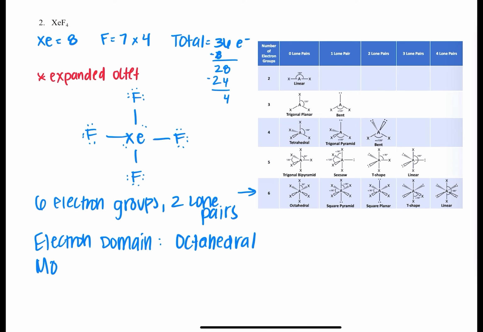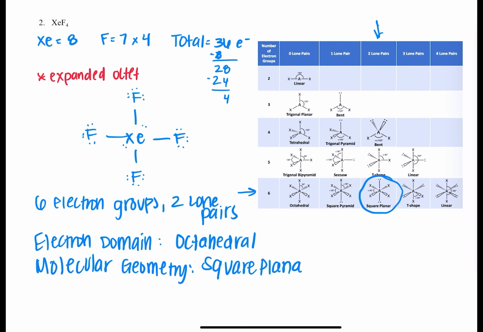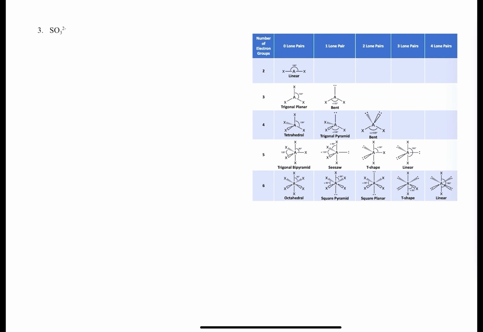And then our molecular geometry, we have to consider the lone pairs. So we have 6 electron groups and 2 lone pairs. So that leaves us with a square planar geometry. All right, number 3, SO3 2-.